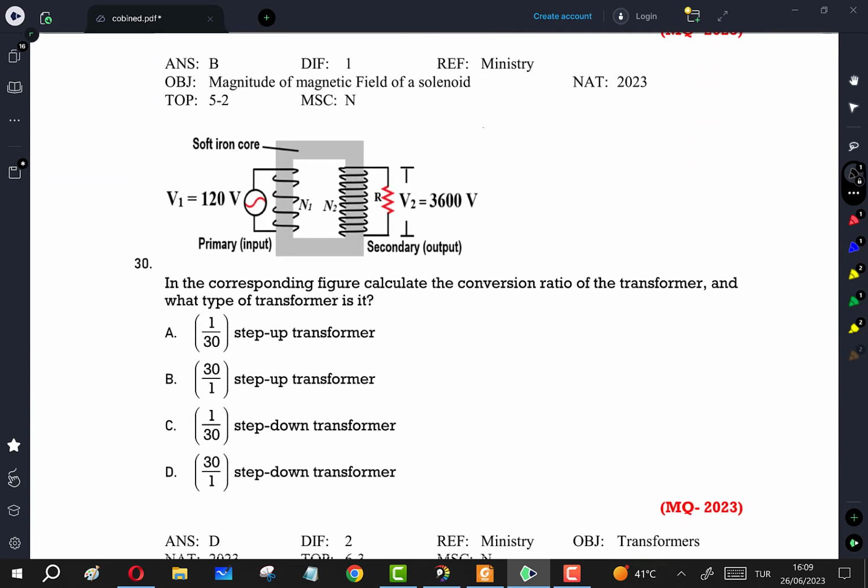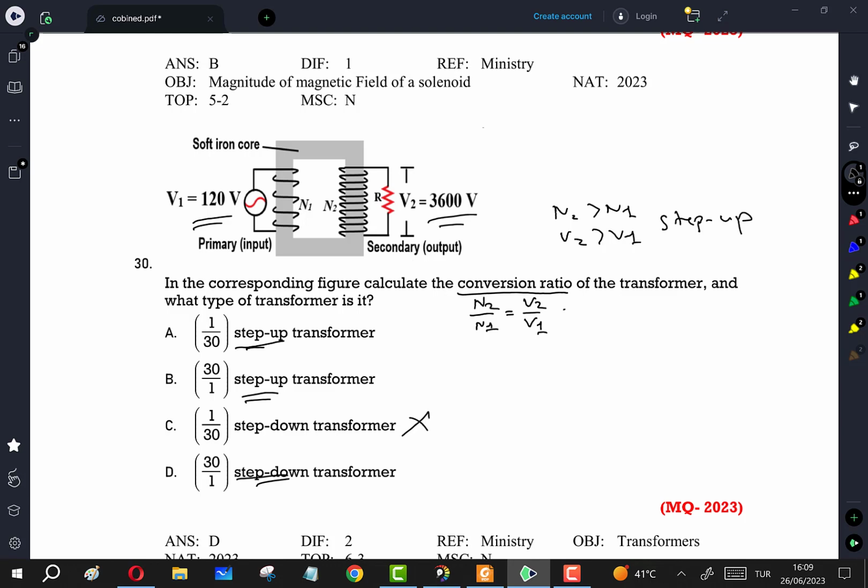Question number 30. In the corresponding figure, calculate the conversion ratio, which can be N2 over N1 or V2 over V1. And also what type of transformer is it? So if N2 is greater than N1 or V2 is greater than V1, it is step up. Because as you see V2 is greater than V1, it's an absolute step up transformer. So this cannot be the answer.